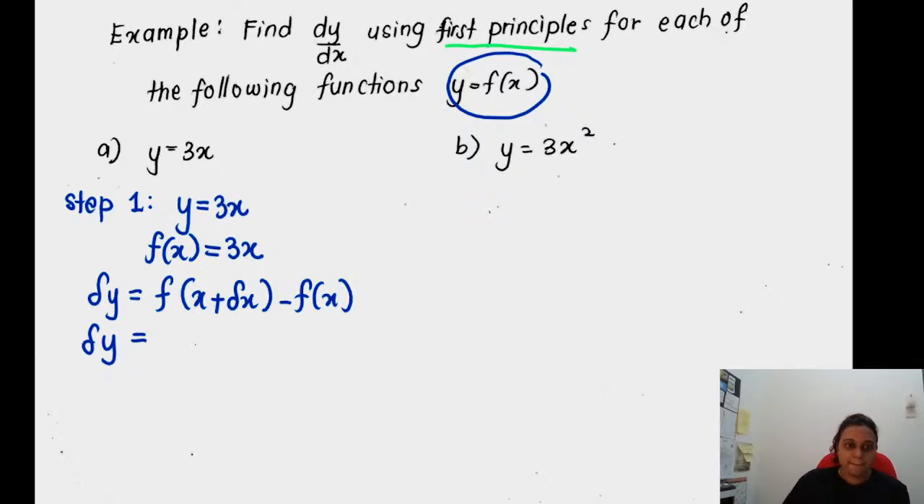Now see. I'm going to copy my f(x): 3, but I am going to write my x as x plus delta x. Just copy this whole thing and put it inside the x. Then minus f(x). What is f(x)? f(x) is 3x. So just minus 3x. From here we expand.